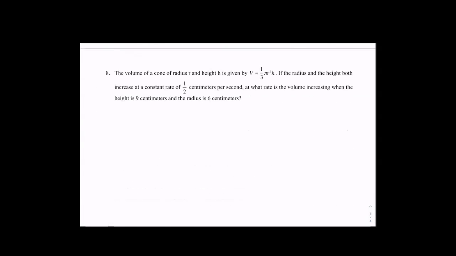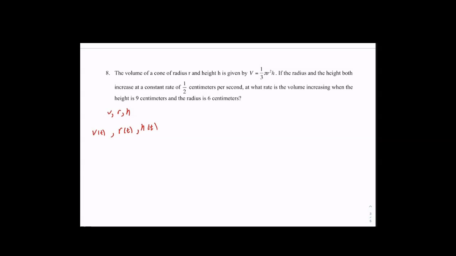The volume of a cone of radius r, height h, is given by this volume formula. So remember, when I tell you we get into these tricky volumes, they sometimes give me the formula. If the radius and height are both increasing at a constant rate, all right, so now we have volume, radius, and height. Well, volume is a function of time, radius is a function of time, and height is a function of time. This is a very traditional problem.